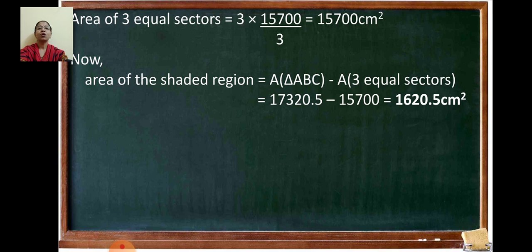Therefore, the area of shaded region is equal to. So area of shaded region is what? Area of triangle ABC minus the area of 3 equal sectors. So substitute both the values you have, subtract. So you will get your answer as 1620.5 centimeter square. This is the area of shaded region.